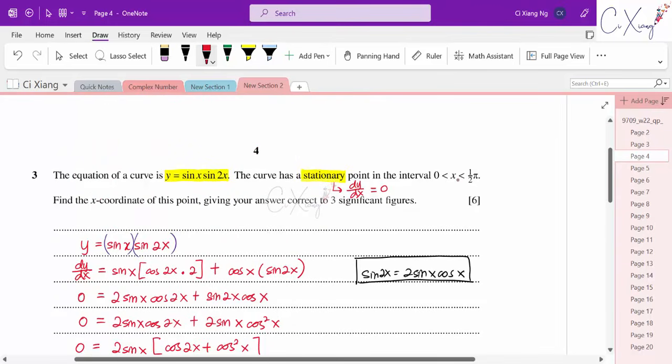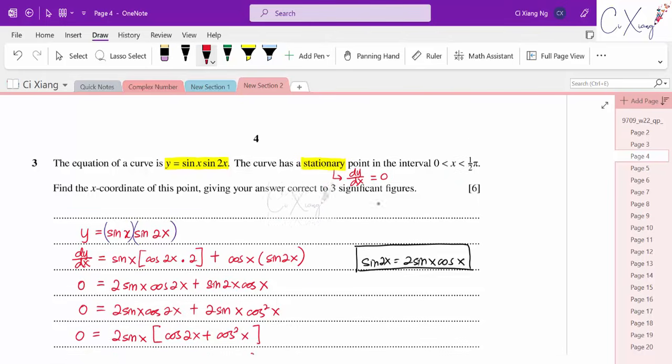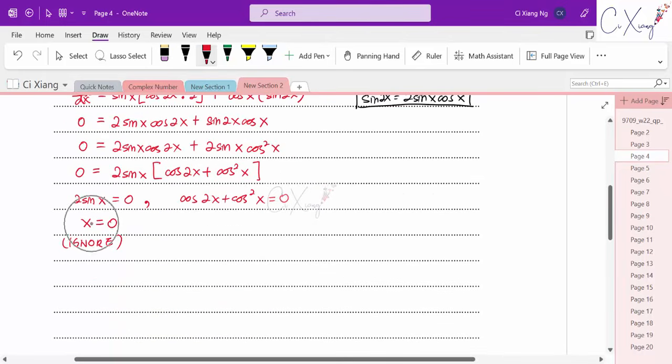It is because the question stated before, the value of x should be between 0 and pi over 2, and you can see that there's no equal sign here. That means 0 is not included in the domain given, right? Therefore, x equals to 0 is not the answer. And now we are going to focus on this equation.